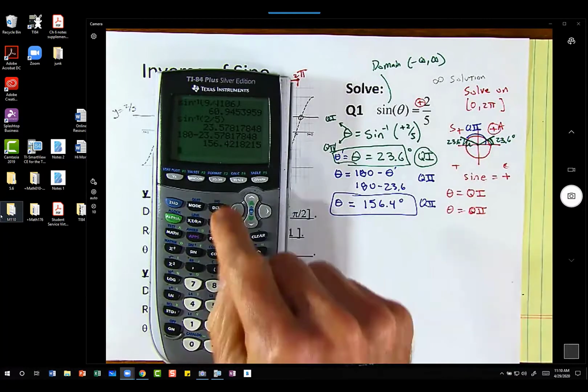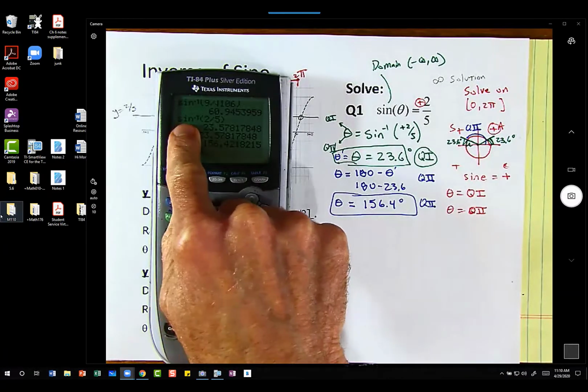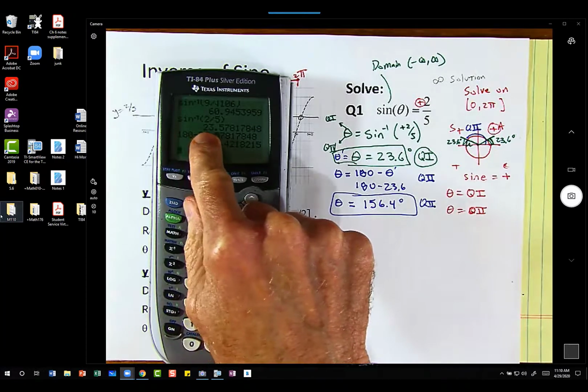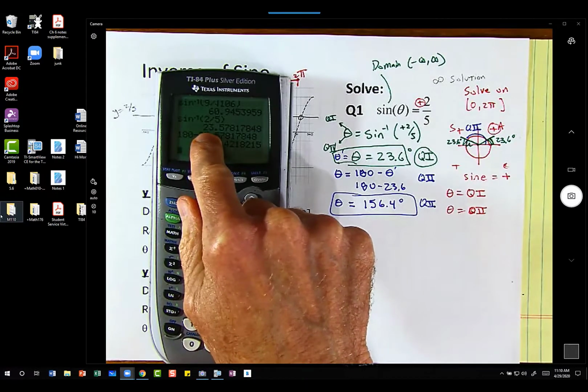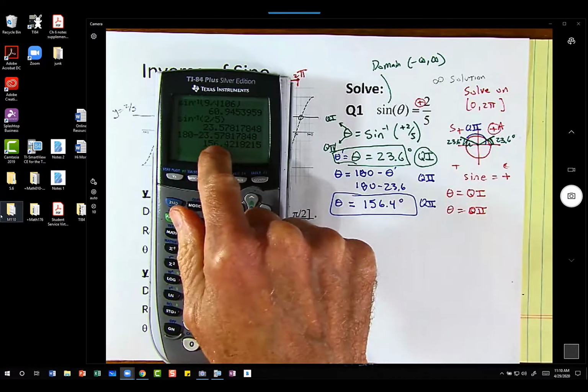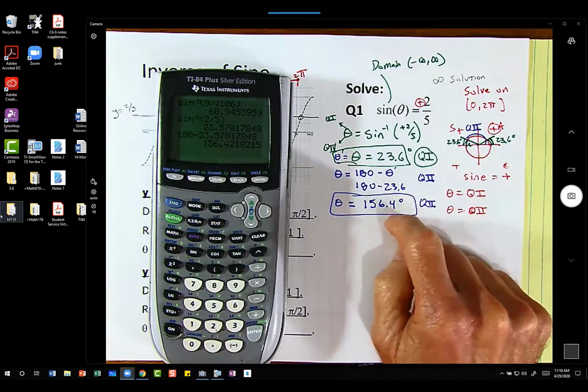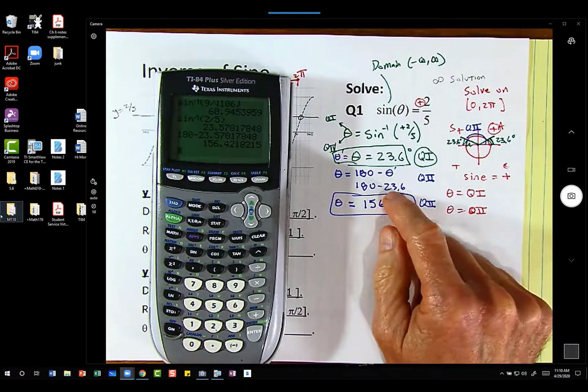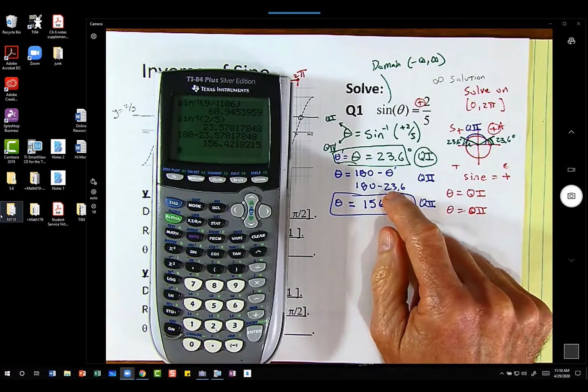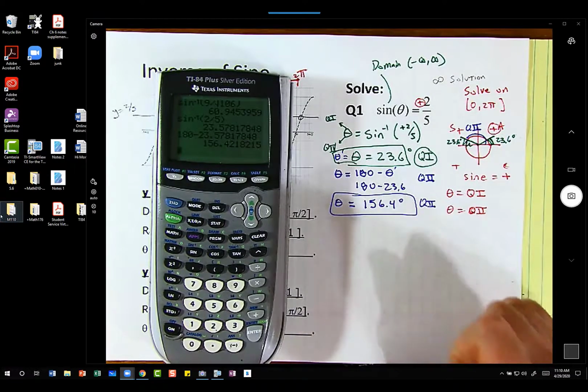Now notice when I did the inverse trig function, it only gave me quadrant 1. It did not give me quadrant 2. We had to figure out quadrant 2 by using the reference angle ideas. Sine inverse will never answer quadrant 2 or quadrant 3.